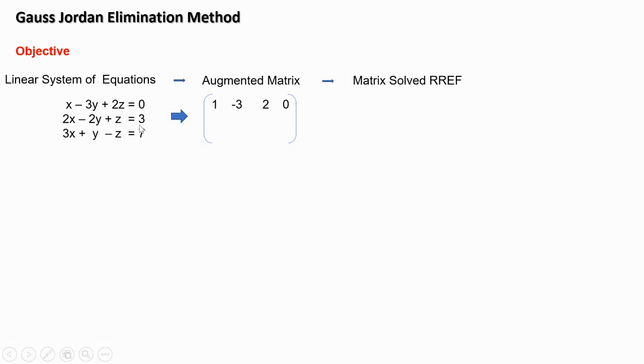Here is going to be 2, -2, 1, and 3. There it is. This is going to be 3, 1, -1, and 7. There it is. This is called an augmented matrix.